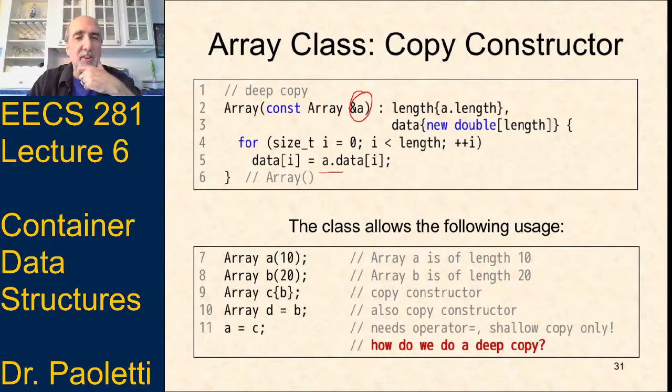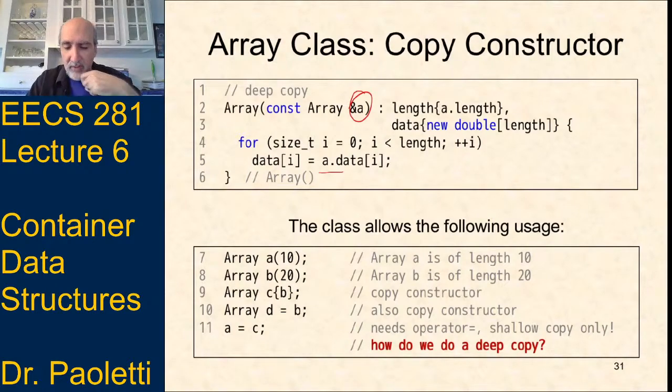Okay, so we copy everything out. This works fine for lines 7, 8, 9, and 10. So 7 and 8 create two different arrays. Line 9 says create me array object C off of B. Line 10 says create me array object D off of B, make a copy of what's in B. Line 11, though, needs an operator equals. We better write an operator equals.